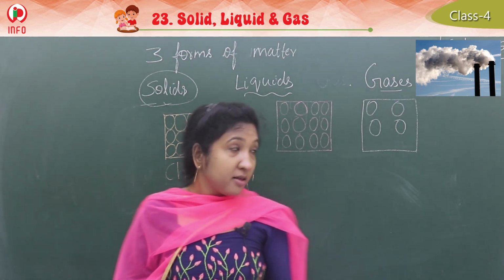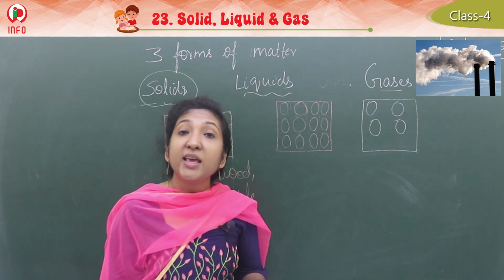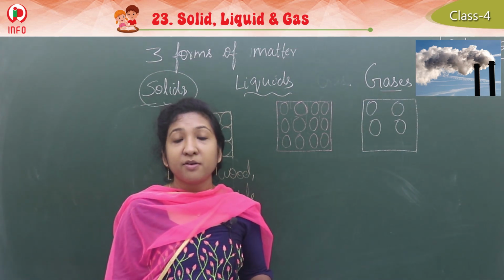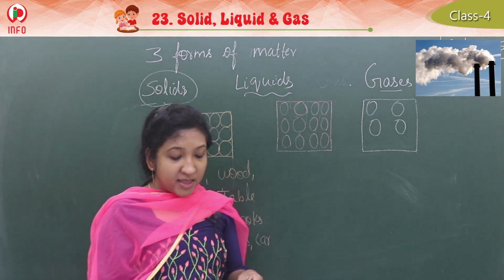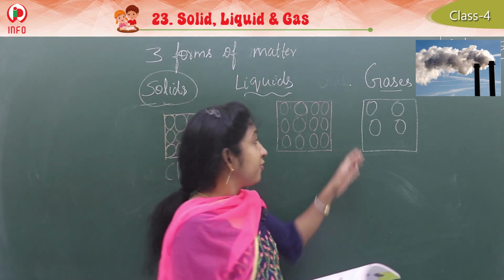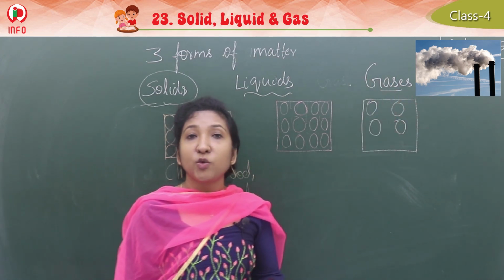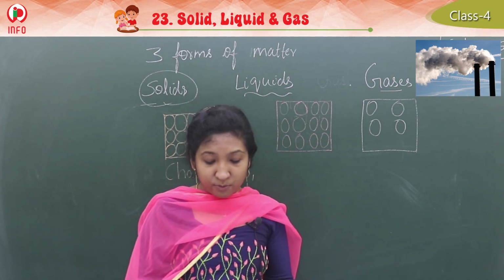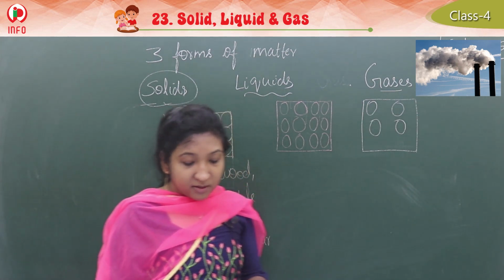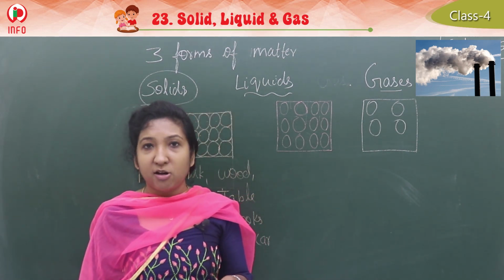They have a very weak force of attraction among them. They can move very freely because there is more space in between the molecules. They are not closely packed, so they are free to move. Therefore, gases have no definite shape. That's why they don't have any shape at all.